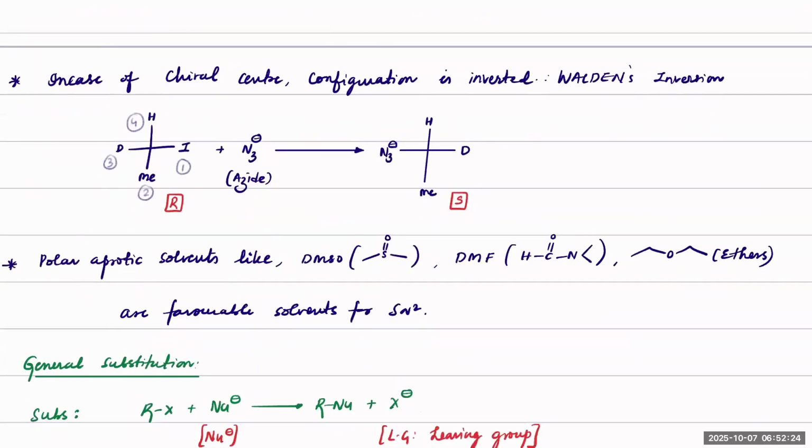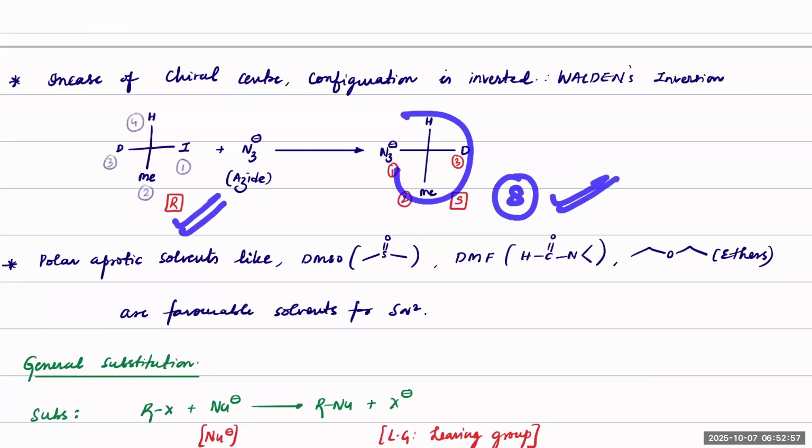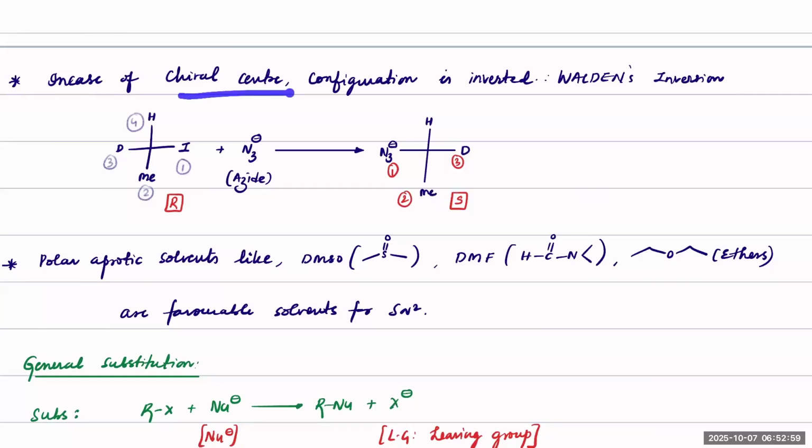Now, in case there is a chiral center, configuration can be inverted, and this inversion is called Walden's inversion. You can see 1, 2, 3, 4. This is the way it is present here. So 1, 2, 3 means it is R configured because it is going clockwise. When N3 minus attacks, it will attack from the back end and remove iodine. Now if you notice, we start with 1 here, 2 here, and 3 here. So this has become anti-clockwise, so it is becoming S. So the absolute configuration R will become S if a chiral center is present when the SN2 mechanism is happening.